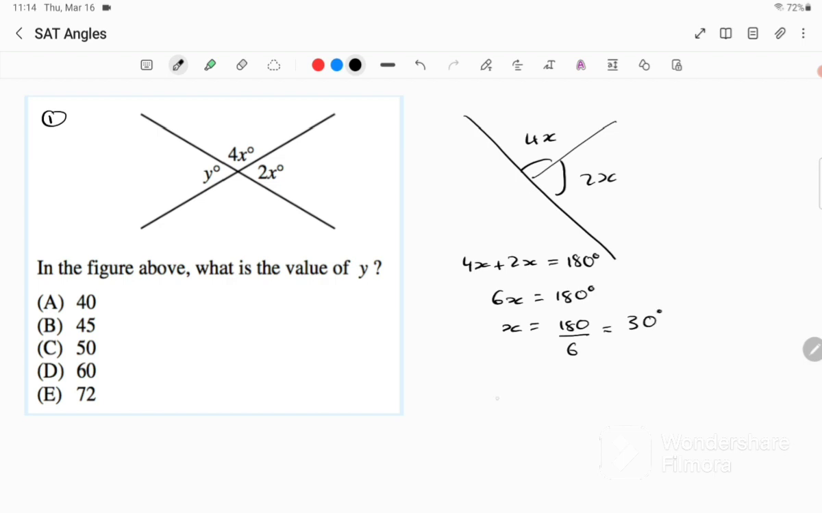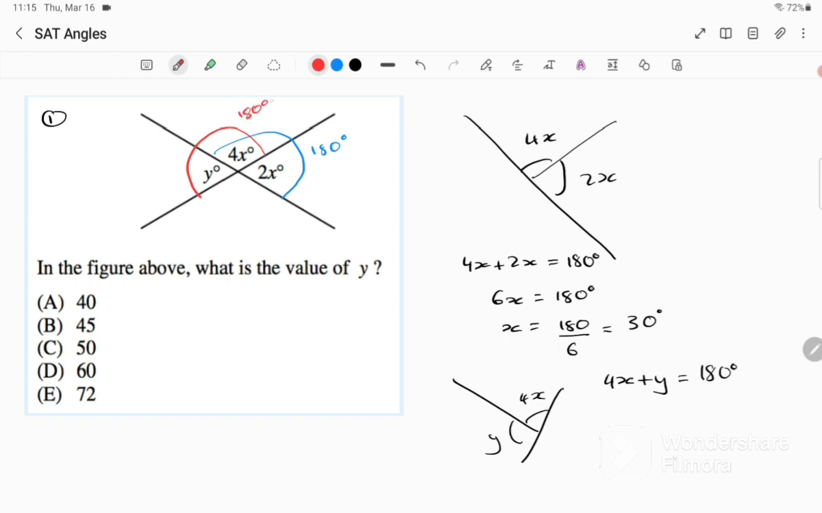So if that is the value of x, then we have another figure going this way, and we have 4x and y. So we have taken the same figure and turned it into two different components. And also 4x and y are on the same line. So 4x plus y is going to equal 180 as well. So here we're going to have 180 degrees here, and we also have 180 degrees here.